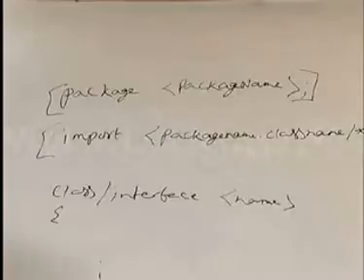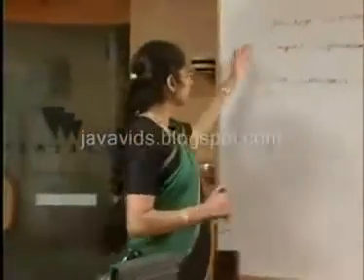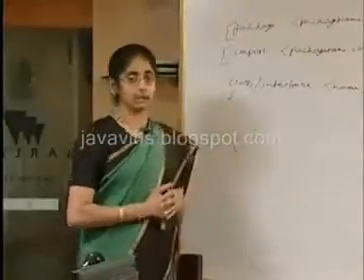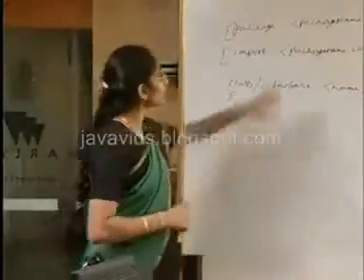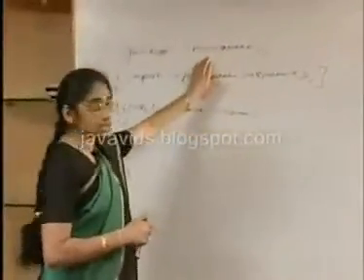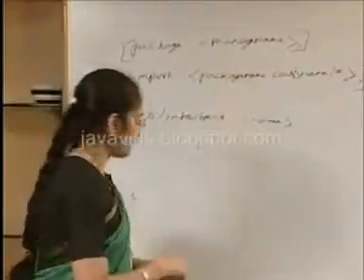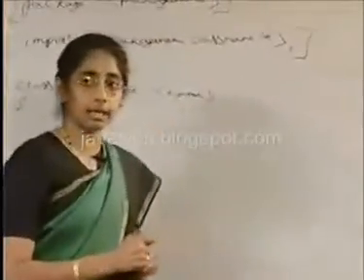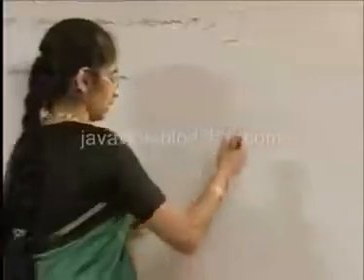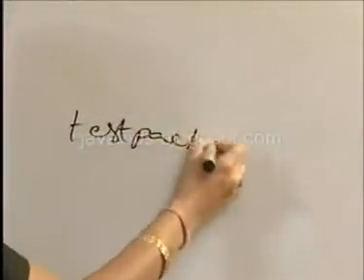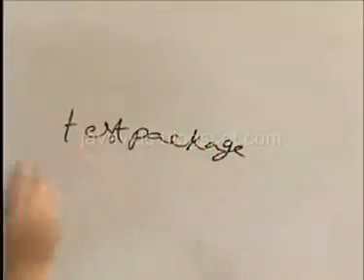Now Sun follows certain nomenclature for the package names and the class names, as well as methods and variables. Now how do we follow this? What is it that we need to follow? The package names are specified all in lowercase. So if you are giving a package name, let's say test package, as a name of a package, it should be all in lowercase.